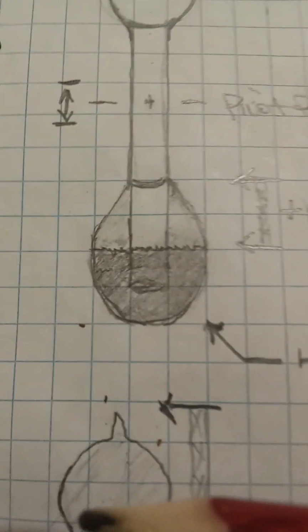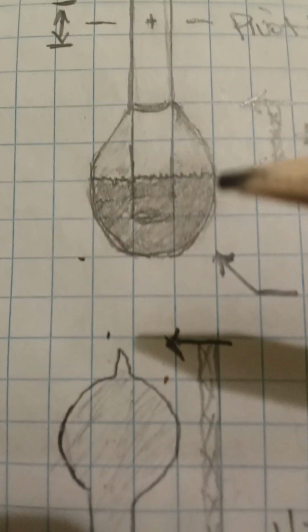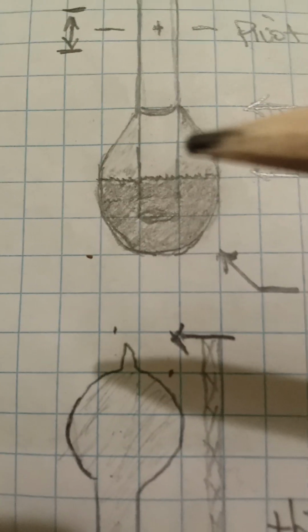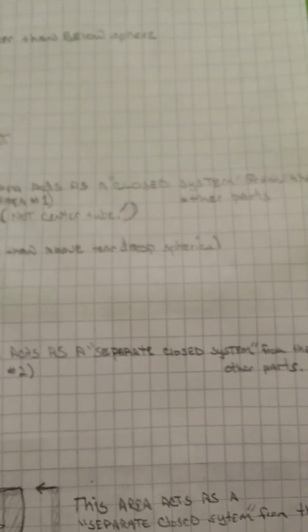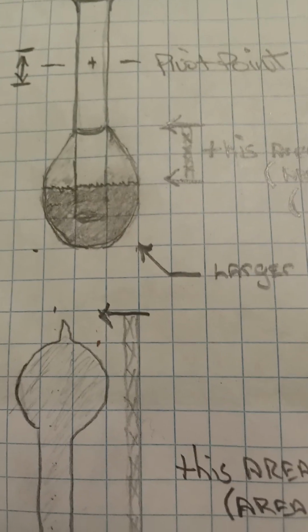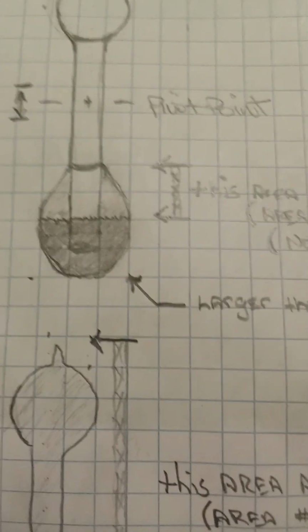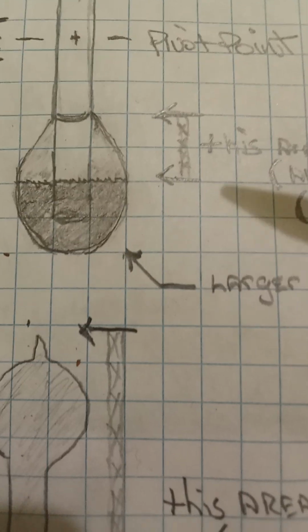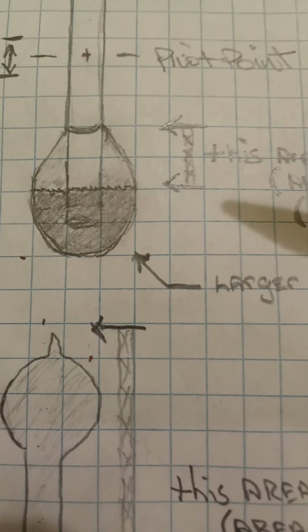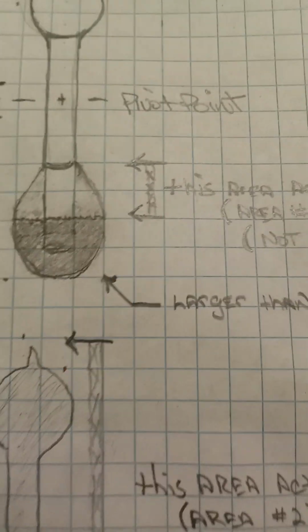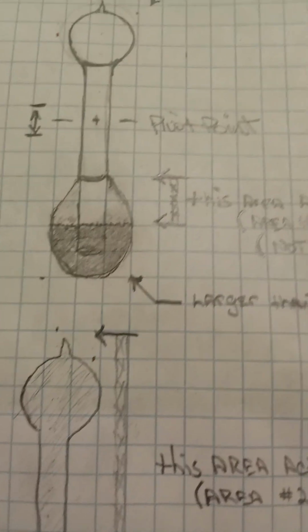The area I'm showing right now, this area acts as a closed system from the rest of the other parts at this point. We shall call this area number 1. And this area shall not include the part restricted by the liquid in a different closed system within the center tube.